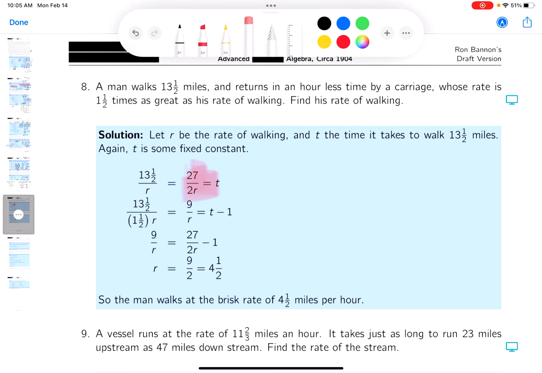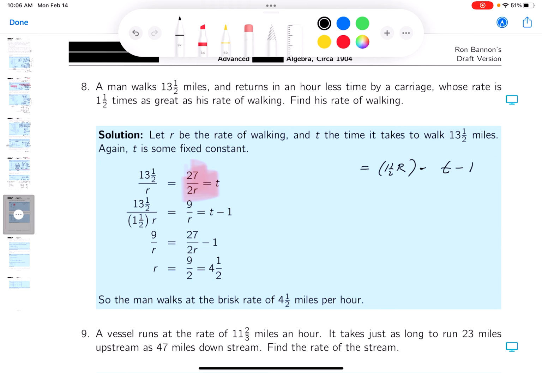Now someone says, what are you going to do now? I'm going to continue to read. So what does it say? And returns in an hour less time by carriage. So now we're going to talk about the carriage. And how much time does the carriage take? The carriage takes T minus 1 hour to do the same trip. So then the question is, distance equals rate times time. Now, what's the rate of the carriage, though? The rate is 1.5 times as great as the guy walking. So it's going to be 1 and 1/2 times R.